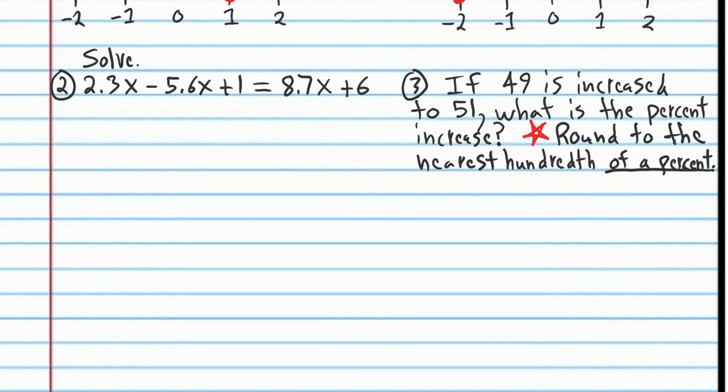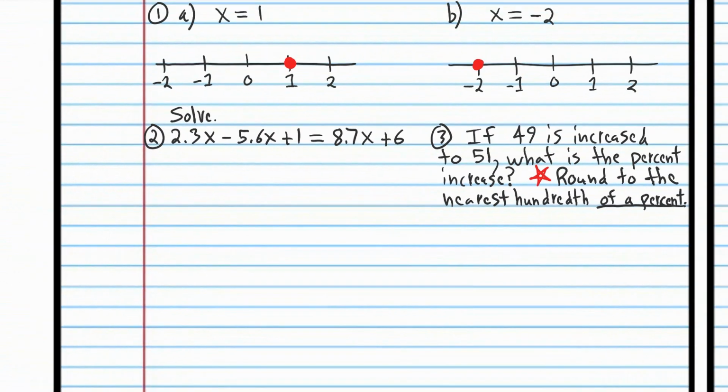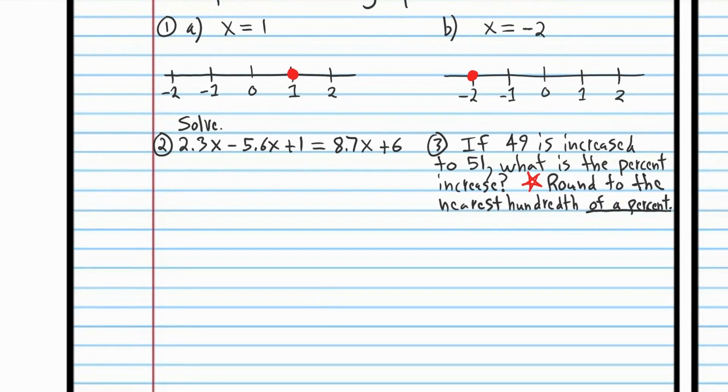Alright, solve. We have an equation with decimals. So there are variables on both sides. So we need to get all the variables on the same side, but first we need to simplify this expression because we can combine those x's. Now whenever you have an equation with decimals, you're allowed to use your calculator. So 2.3 minus 5.6 is -3.3. So -3.3x, and there's nothing else that we can simplify.